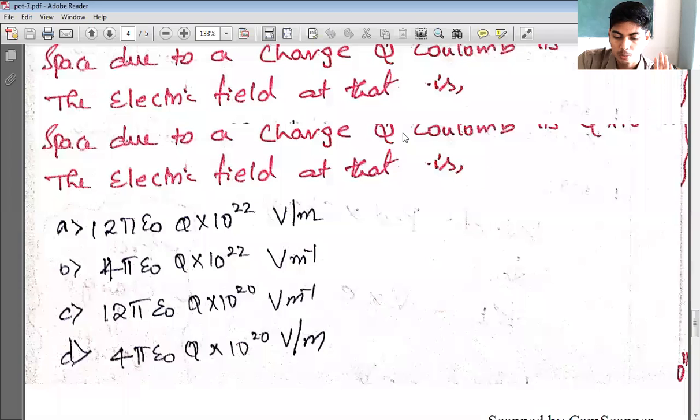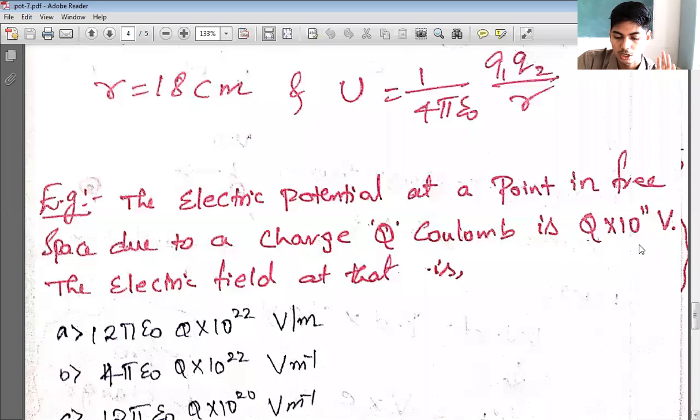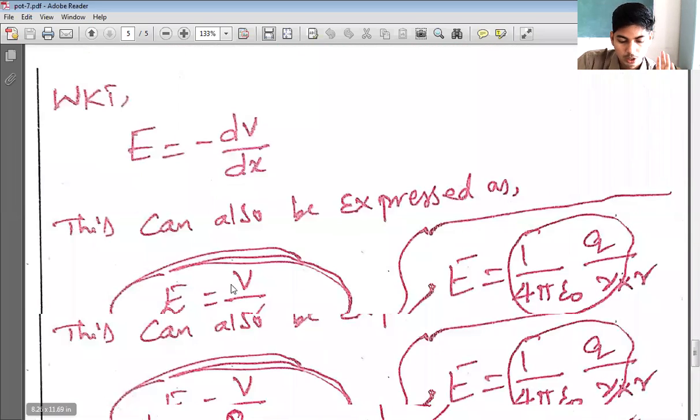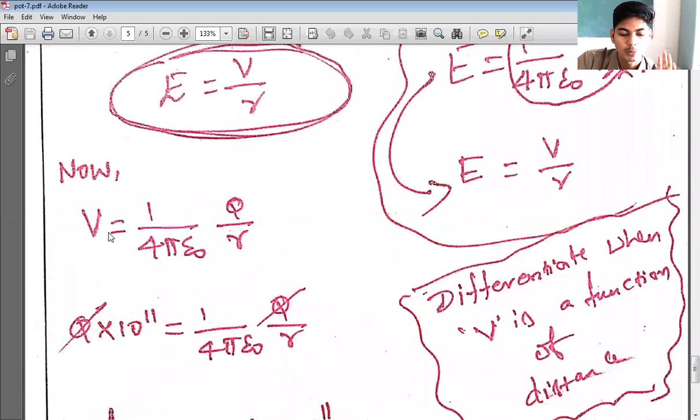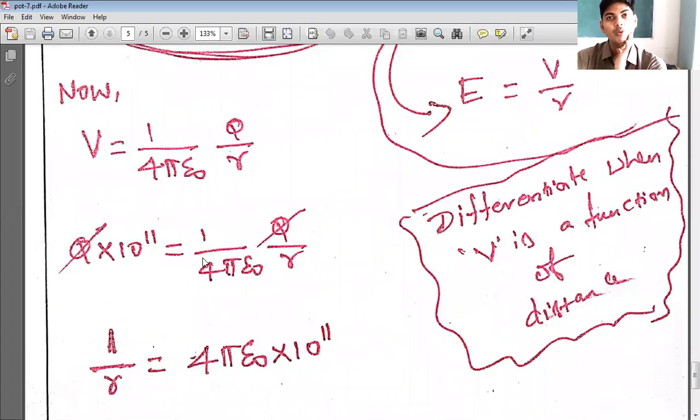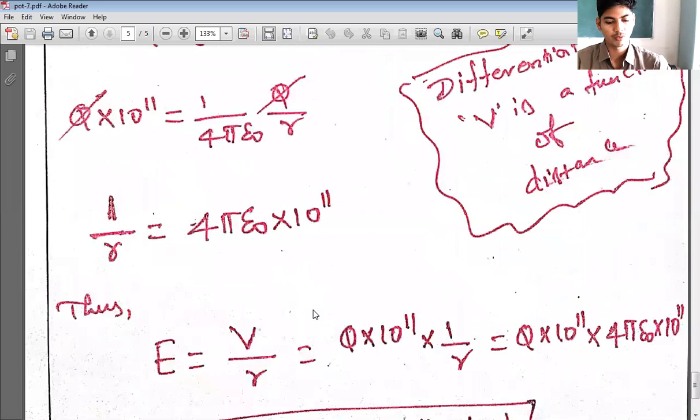Potential is Q into 10 power 11 volts. So I know V, and I want to know R. I wrote the formula for potential: V is equal to 1 by 4 pi epsilon Q by R. V is Q into 10 power 11, which equals 1 by 4 pi epsilon Q by R. Q and Q get cancelled. I do not substitute for 1 by 4 pi epsilon because options are in terms of pi epsilon naught, so I write it as it is. I get 1 by R equal to 4 pi epsilon naught into 10 power 11.